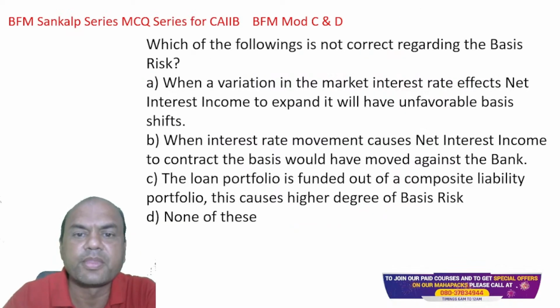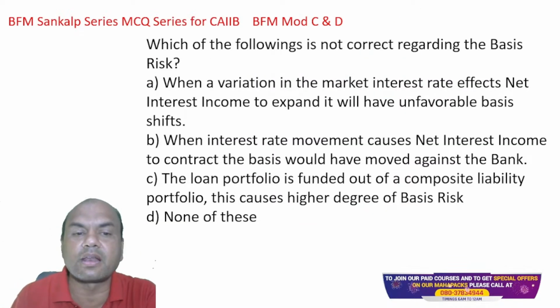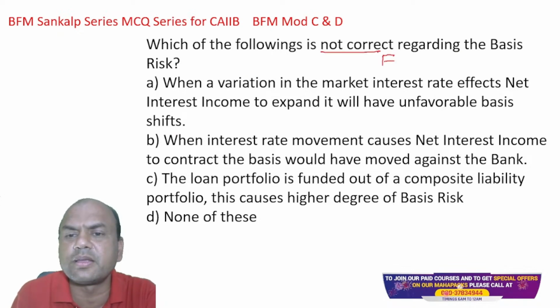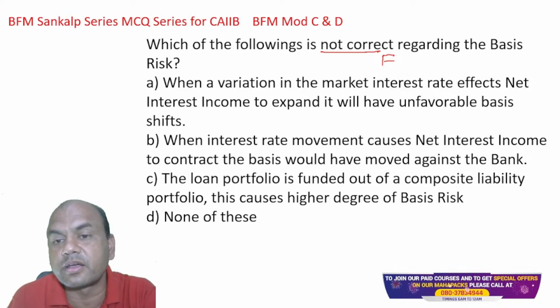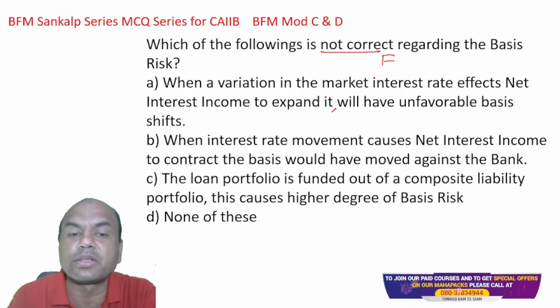Which of the following is not correct regarding the basis risk? Not. So again, we want what? False. Always immediately mark this. You want the false answer. When the variation in the market interest rate affects net interest income to expand it, it will be unfavorable basis shift. So variation in the interest rate affects the net interest income to expand it, it will be unfavorable.